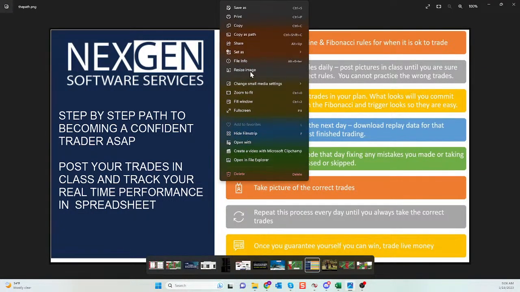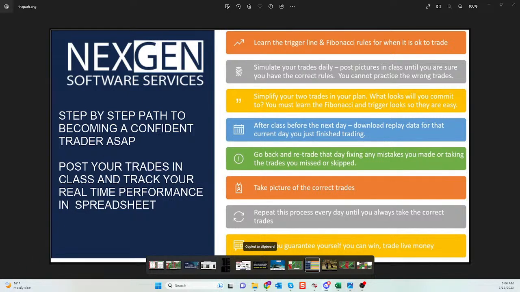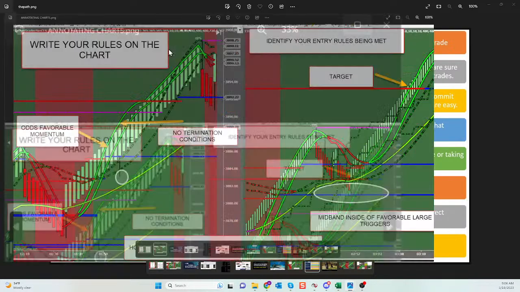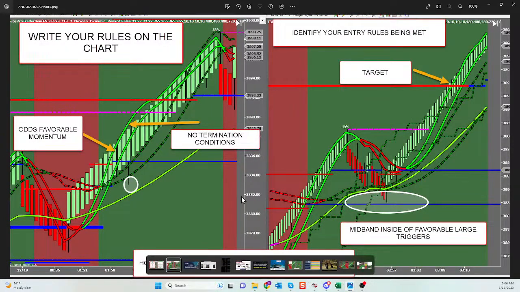And I like to remind people that this is, in fact, your path. Guys, this is a recipe that has been proven, verifiable. Your path to becoming a confident trader ASAP begins with you posting trades in class, giving me your pictures. Every time you take a trade, every time you have a question, every time you're wondering something or you're trying to show me what you did, guys, post a picture in class. And I'm going to post this in here.